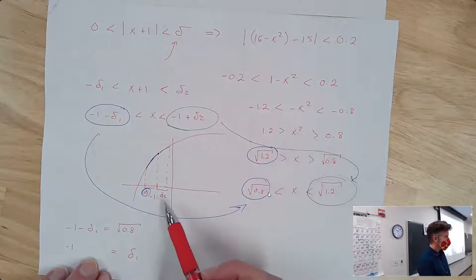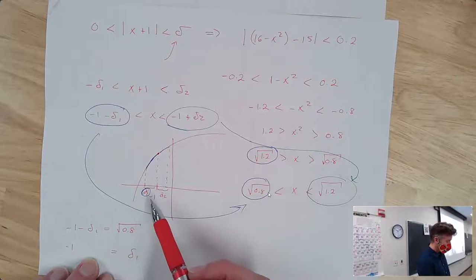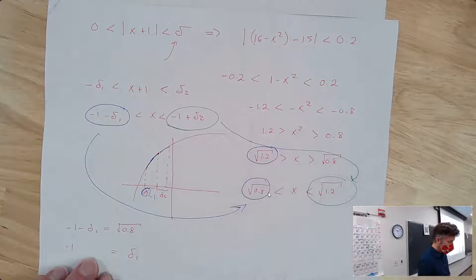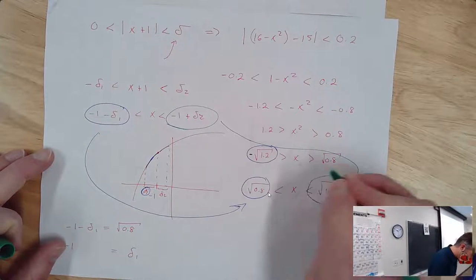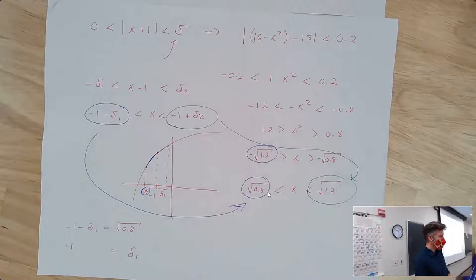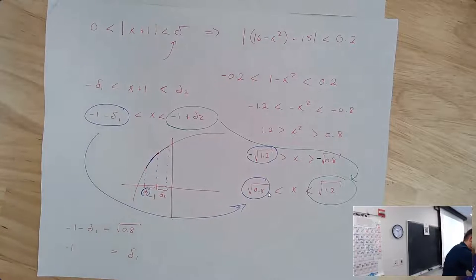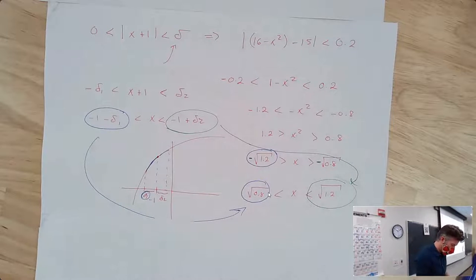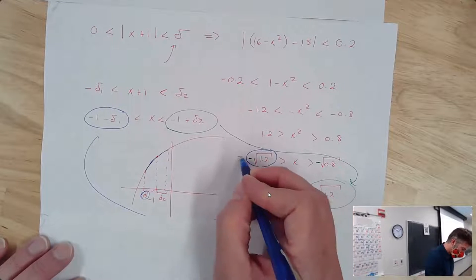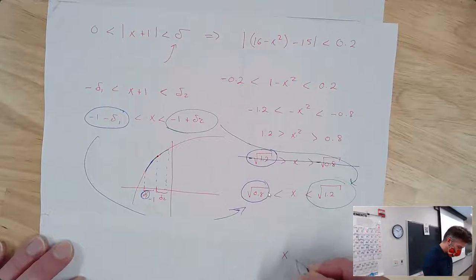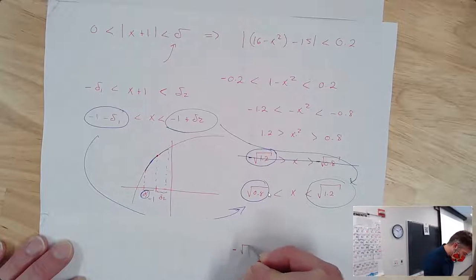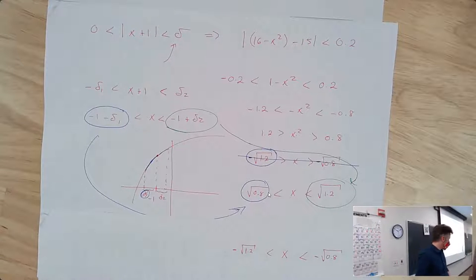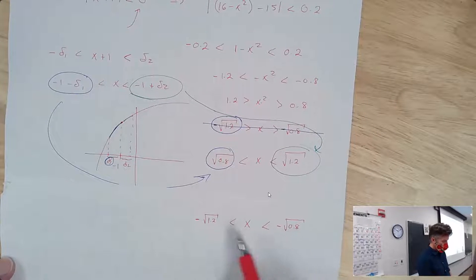I needed to remember that x is really negative, right? We're over here next to negative 1. So I really should have said x actually needs to be between the negative square root of 1.2 and the negative square root of 0.8. That's a really easy mistake to make, which means my inequalities are actually out of order. So what I really want is x needs to be bigger than the negative square root of 1.2 and less than the negative square root of 0.8. It should be less than the one that's bigger and bigger than the one that's smaller.